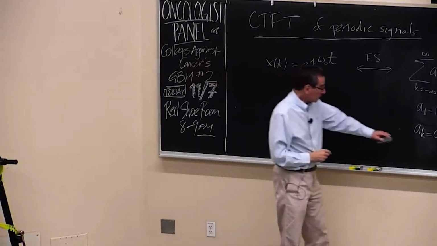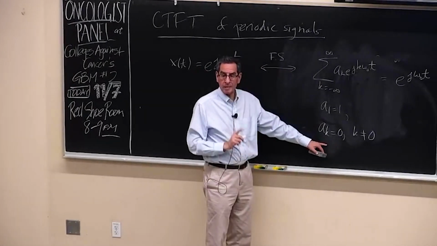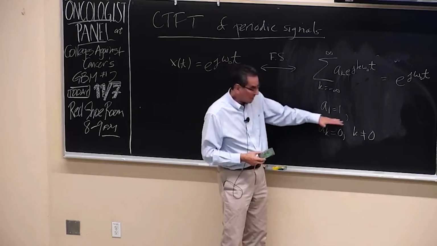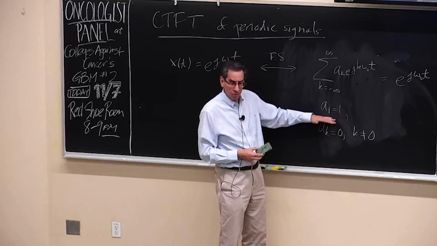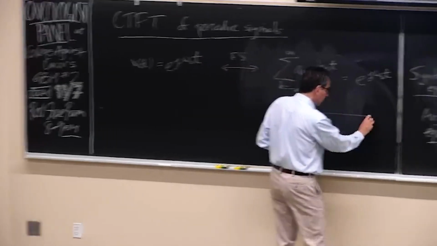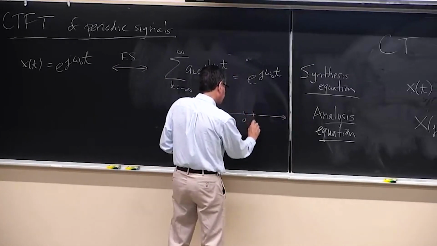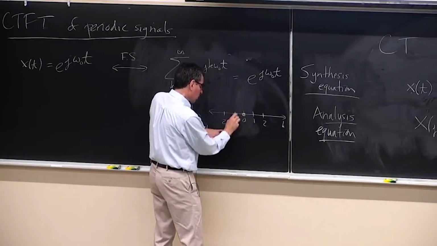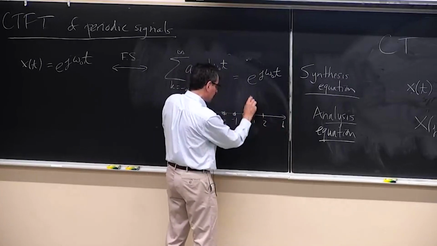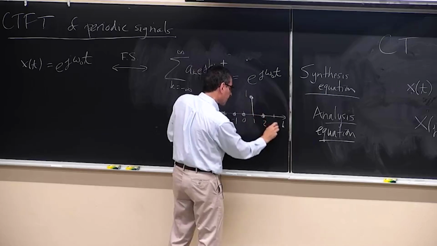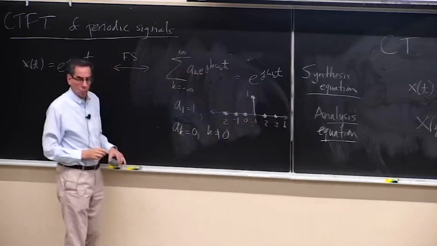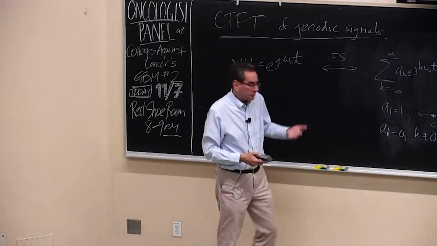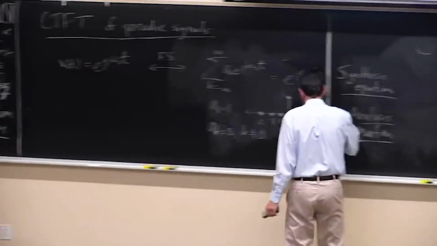Okay, so now the question is, how should we think about this as a Fourier transform? We want to think of a continuous time signal. This is telling me that my Fourier series, if I plotted it out, would look like this. It would be 0 everywhere, except at k equal 1, where it's 1.